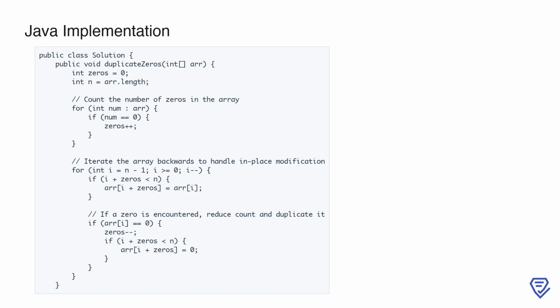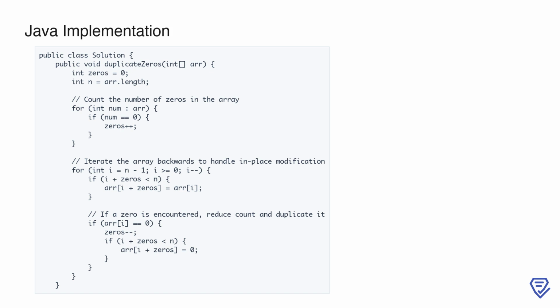Here, we start with a class called Solution that contains a method named duplicateZeros. This method takes an array of integers as input and modifies it in place to duplicate each occurrence of 0, while keeping the array's length unchanged. First, we declare a variable zeros to count the number of zeros in the array, and another variable n to store the length of the array.